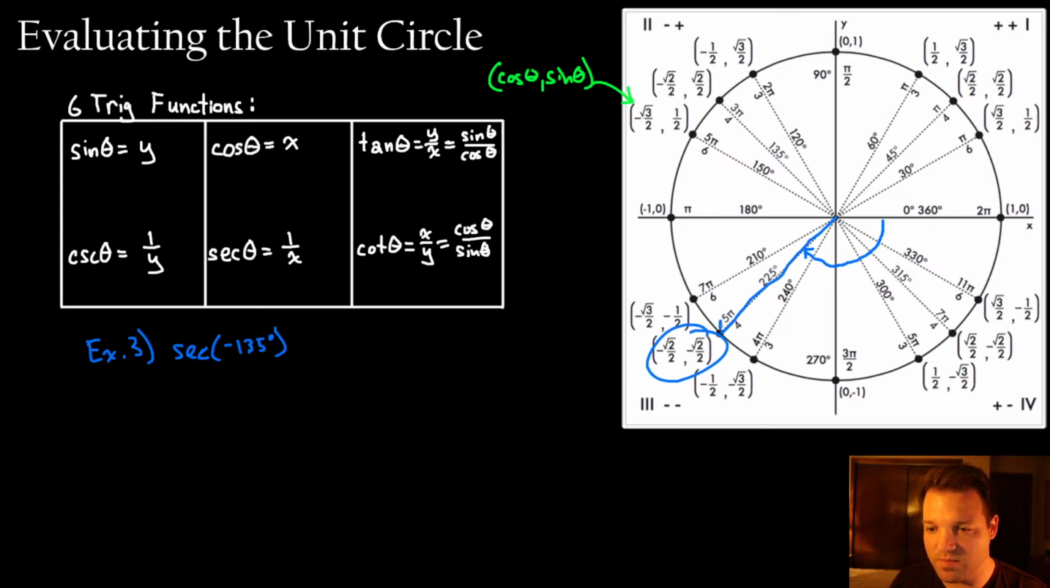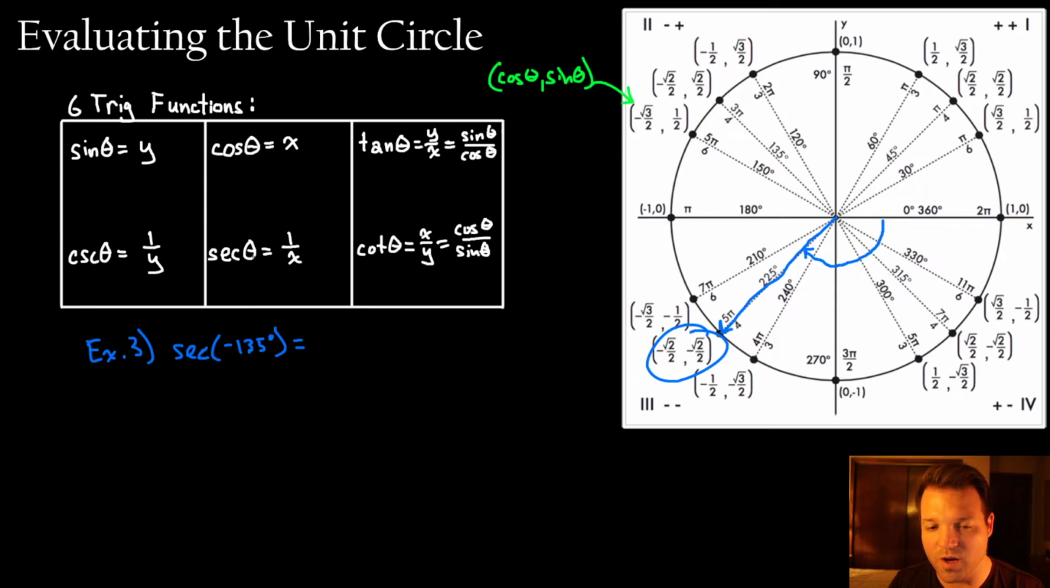And so I'm interested in this point, these coordinates. And so the secant is the inverse of the cosine, right? So if I know the cosine, I could just flip it. And a lot of times that's the quicker way to go. Let me just show you what that is. So the cosine, which is the x value, is negative root 2 over 2. If I flipped it, that would be negative 2 over root 2. And then I'd have to rationalize. But I'm going to show you the whole way.